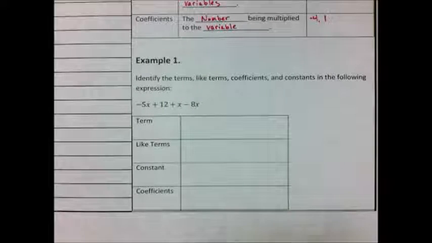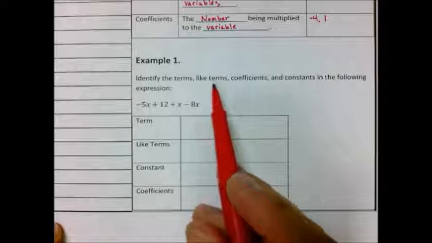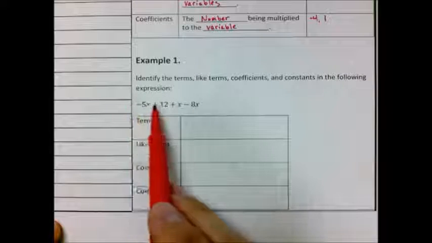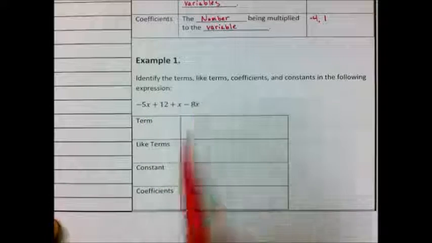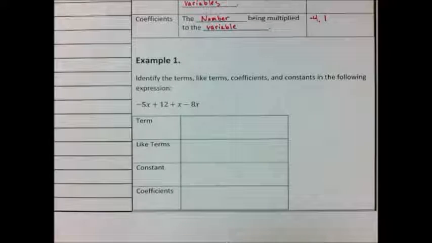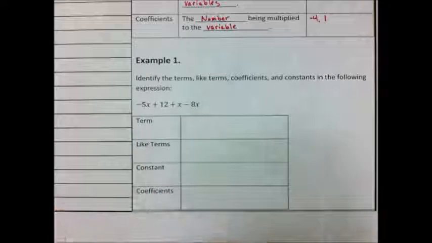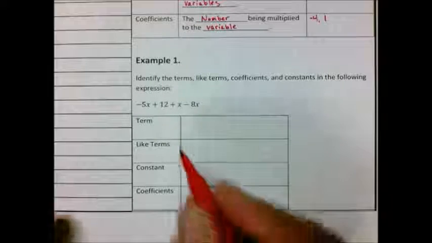All right, let's do an example now of that. We're just going to identify the terms, like terms, coefficients, and constants in this following expression: negative 5x plus 12 plus x minus 8x. So let's take a look at that. We have to first identify the terms. And remember, the terms are those numbers and/or variables broken up by an addition or subtraction sign.